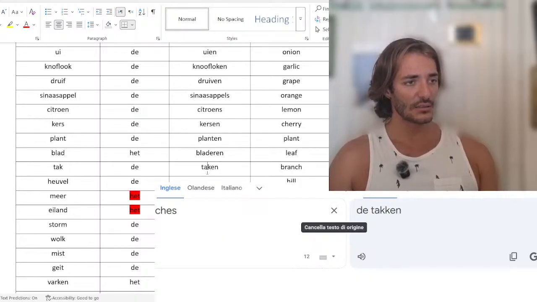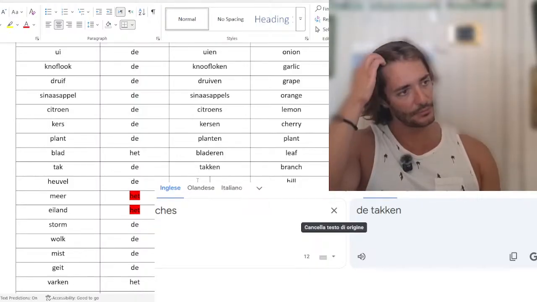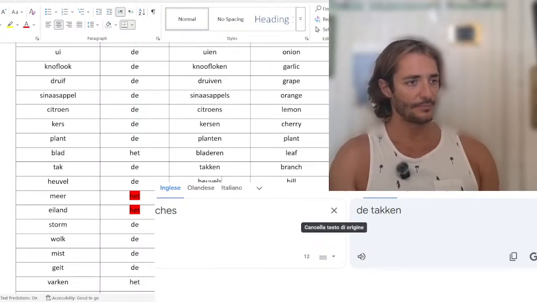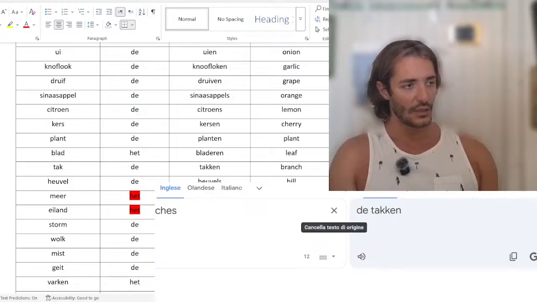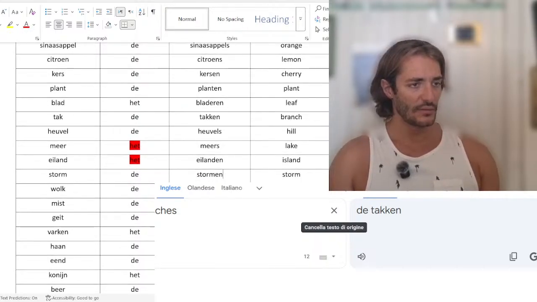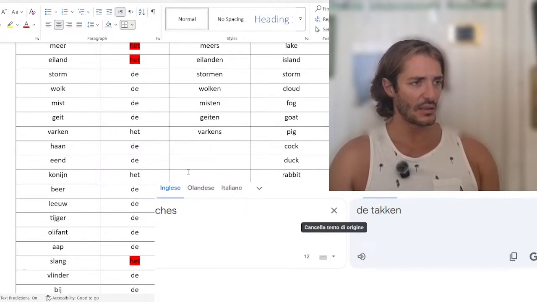The taken, double K. The oval will become ovals. Het meer. Meren, yes, ER. Island, eilanden. Storm, stormen. Wolken. De mist, misten. Geiten. Varken. Okay, this one is again varkens. The pigs. Het varken, de varkens.